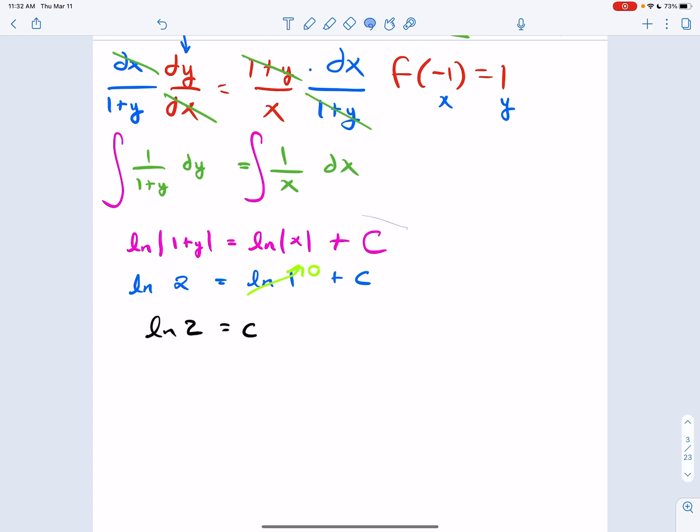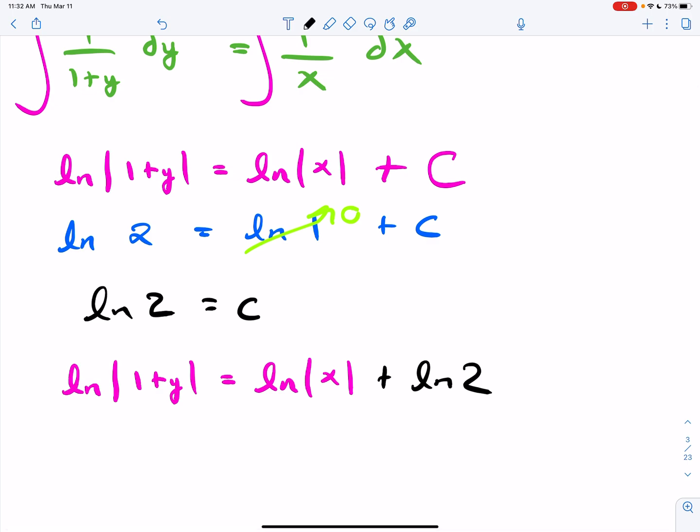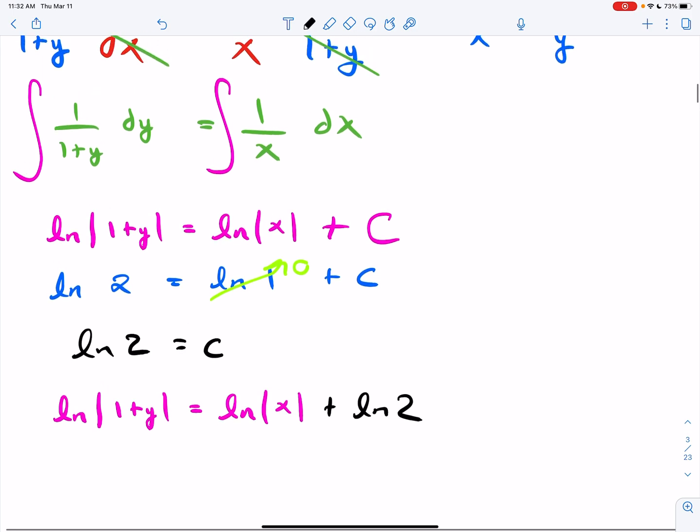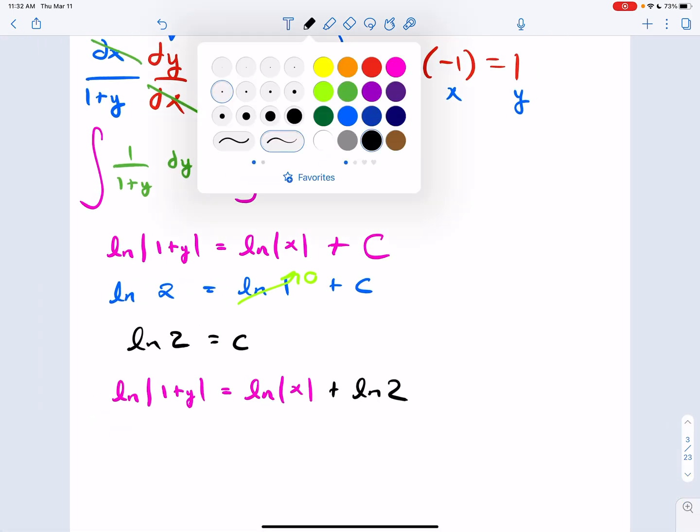So what we're going to do here is we're going to go ahead and plug c in now. Okay, so c is the natural log of 2. And I'm trying to make a habit of curving my L's so that they don't look like 1s or absolute values, okay? So we separated, we integrated, we found c, now we isolate.